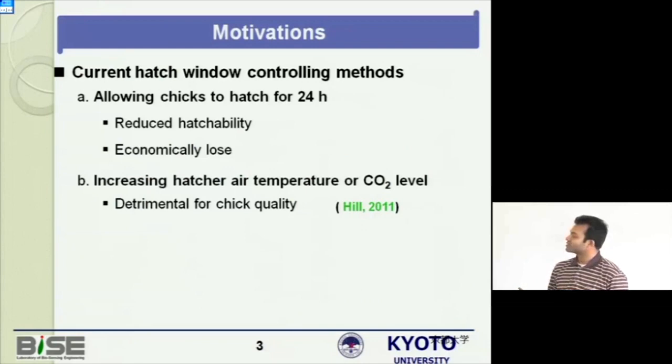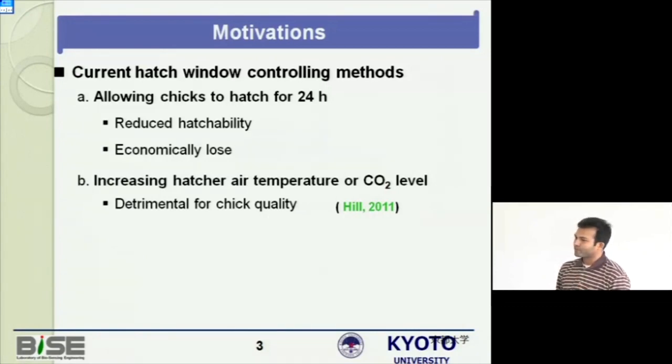To control the hatch window, poultry hatcheries practice different methods. Among these, they allow chicks to hatch for around 24 hours, and after this time they discard the unhatched chicks. Still, there are some chicks that could hatch, but they are discarded from the lot. That reduces the hatchability and causes economic loss.